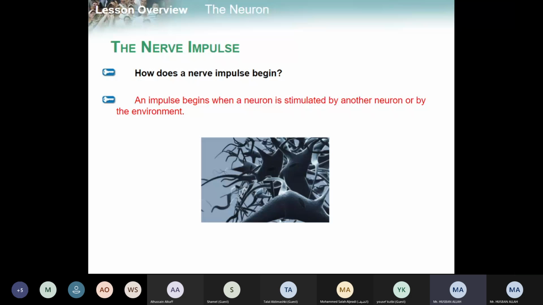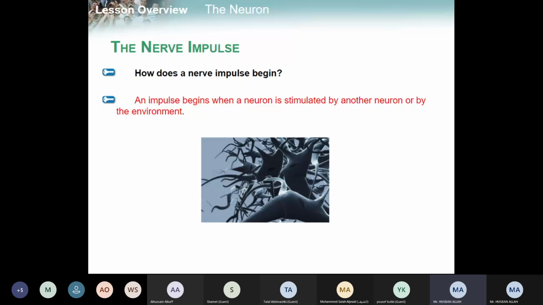Now the topic which we are going to take is how a nerve impulse is going to be produced, or how it is going to start. An impulse begins when a neuron is stimulated by another neuron or by the environment. So an impulse can be produced in two ways, right? Either by another neuron or by the environment, internal or external. Stimulation can come from any source, right?